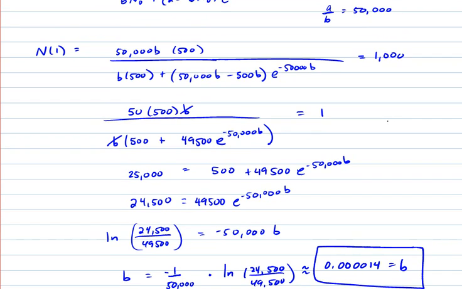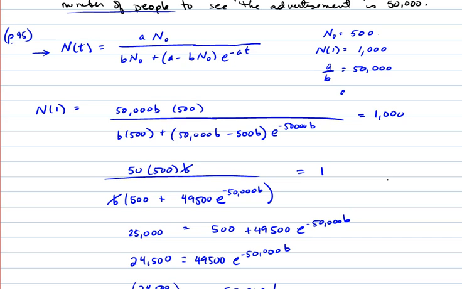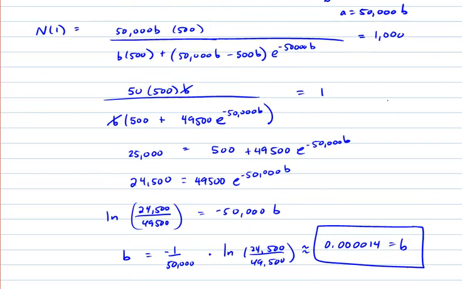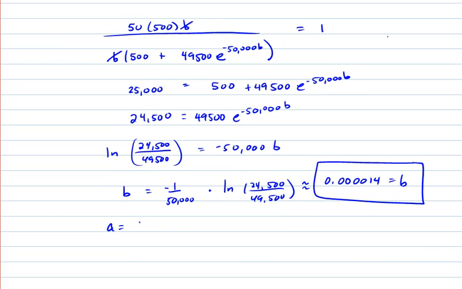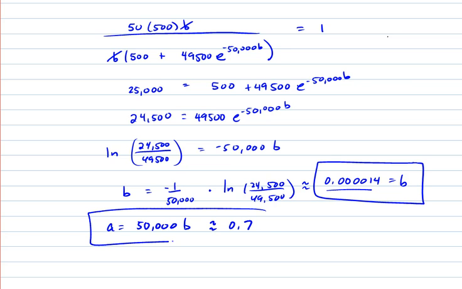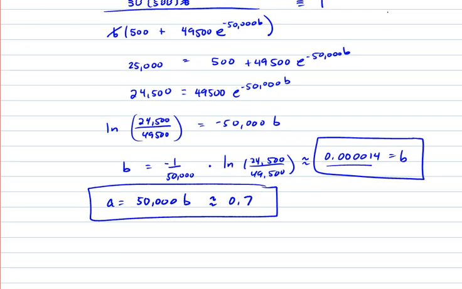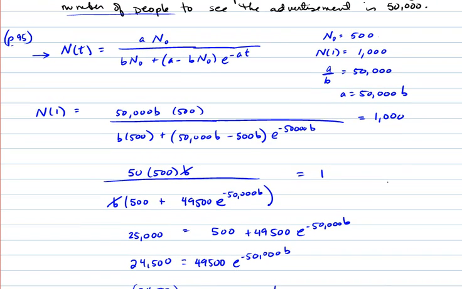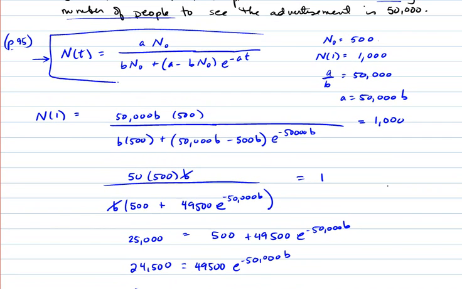Now to find a, if you recall from here, a is 50,000 times b. So a is 50,000 times b. Using this value for b, that's about 0.7. And finally, to finish my problem, all I have to do is rewrite this here with the values of a and b and n sub 0, which we have found. And I'll let you guys do that.